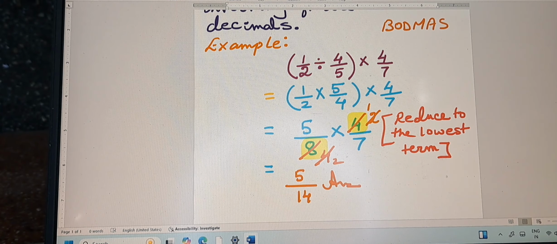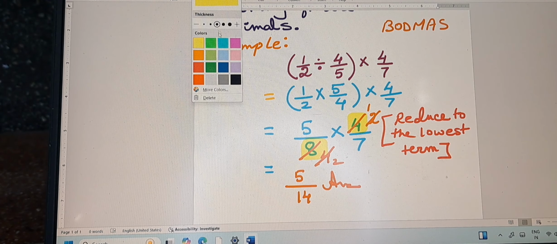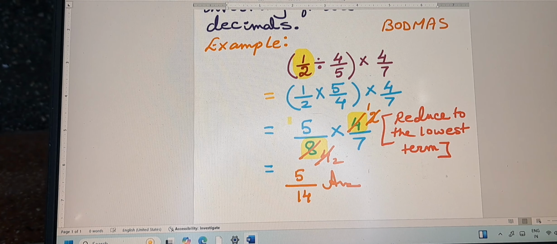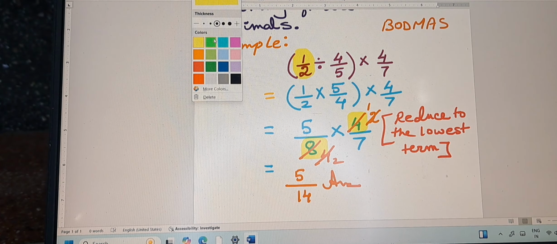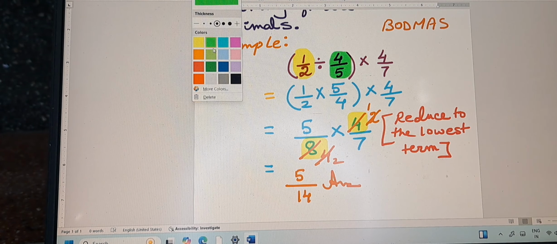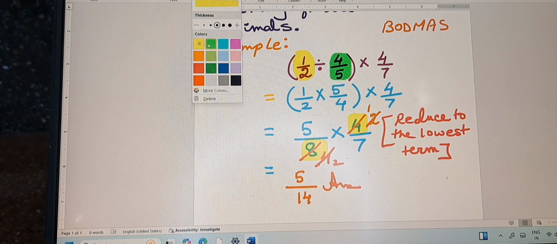We need to know the fraction very well, different kinds of fraction. Now over here, if I check what type of fraction is here, like 1 by 2. While doing the sum, students, we need to revise our previous knowledge. 1 by 2 is a proper fraction. What about 4 by 5? 4 by 5 is an improper fraction. Again, 4 by 7, it is a proper fraction.